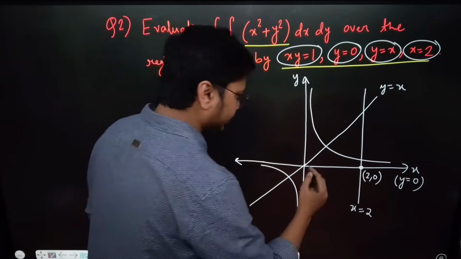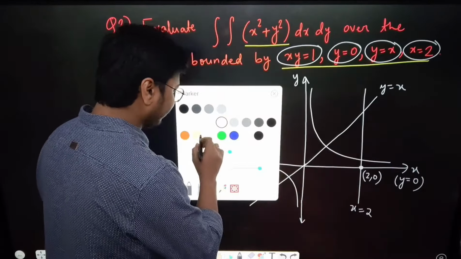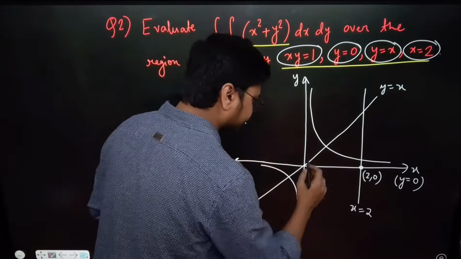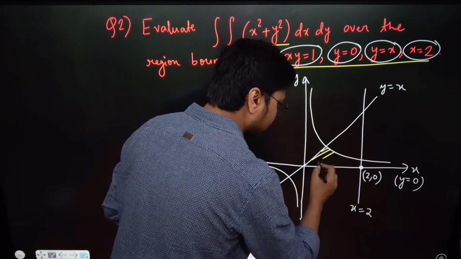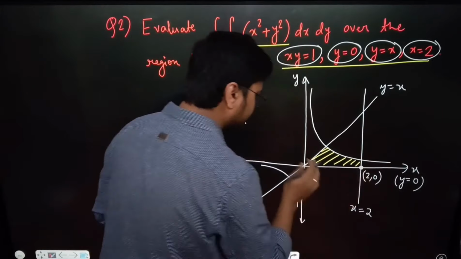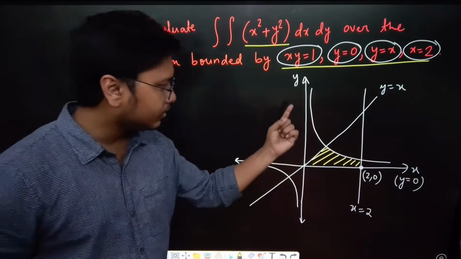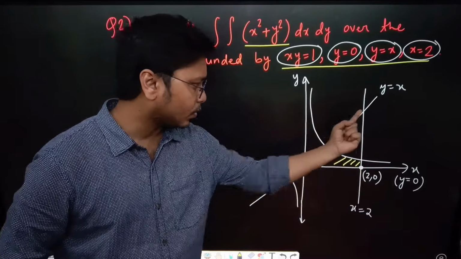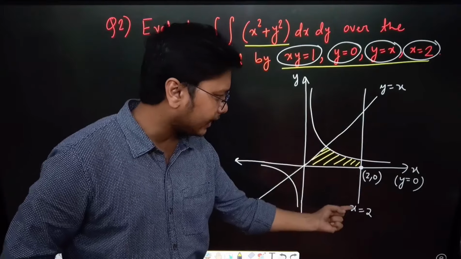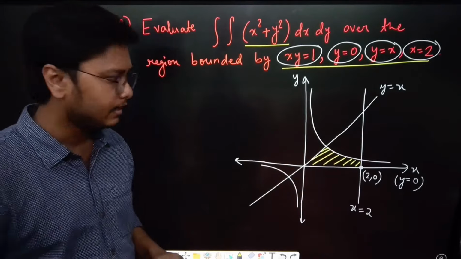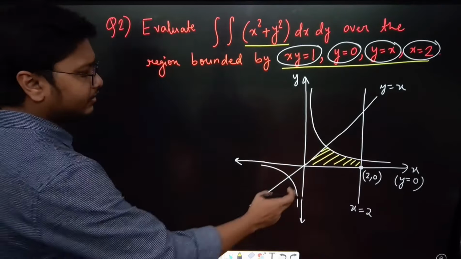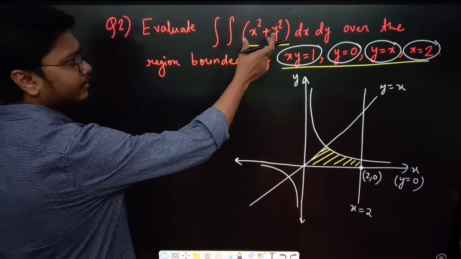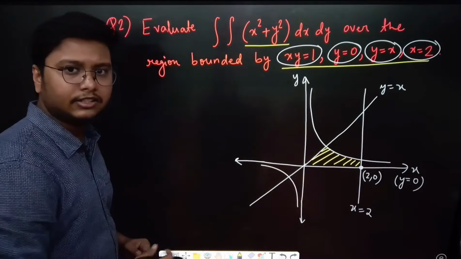Okay, so the region, you can understand, is this part, right? So that's the region bounded by xy equals 1, the rectangular hyperbola, y equals x, the straight line, and x equals 2, another vertical line. Okay, so this is the region, and we need to integrate this function based on this region.